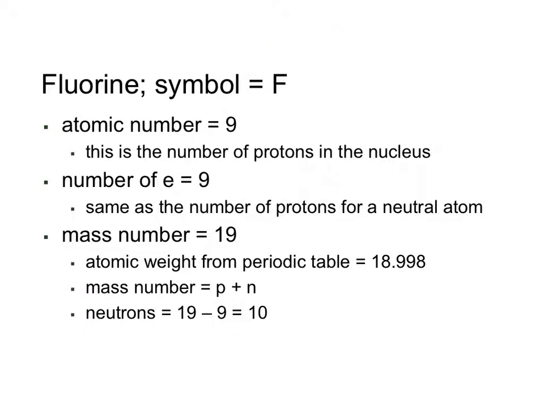Let's look at some other examples. Fluorine has the symbol F found on the periodic table. We also see on the periodic table that the atomic number of fluorine is 9, meaning there are 9 protons in the nucleus. If there are 9 protons in the nucleus, that means there have to be 9 electrons in a neutral fluorine atom. If we're talking about fluorine with a mass number of 19, that means that 19 is equal to our number of protons plus our number of neutrons. And so that means that there have to be 10 neutrons in a fluorine-19 atom.